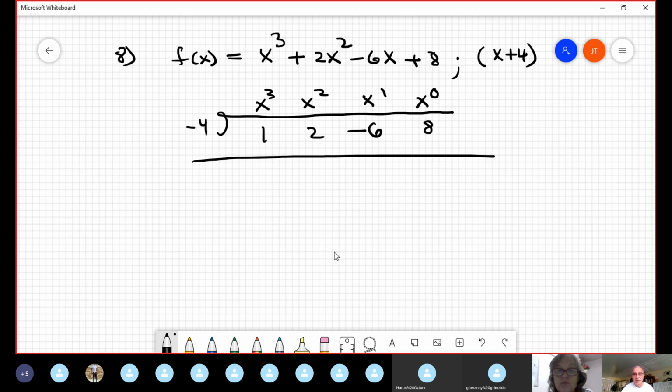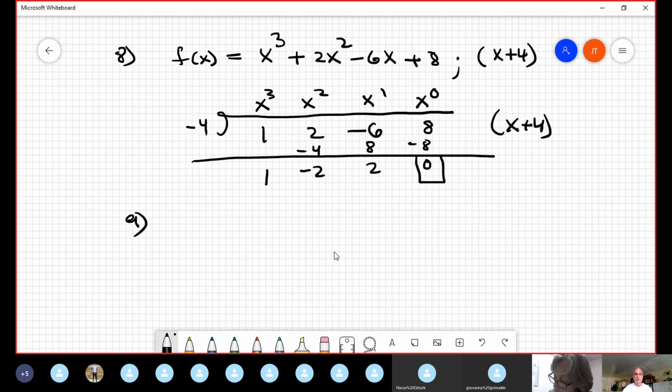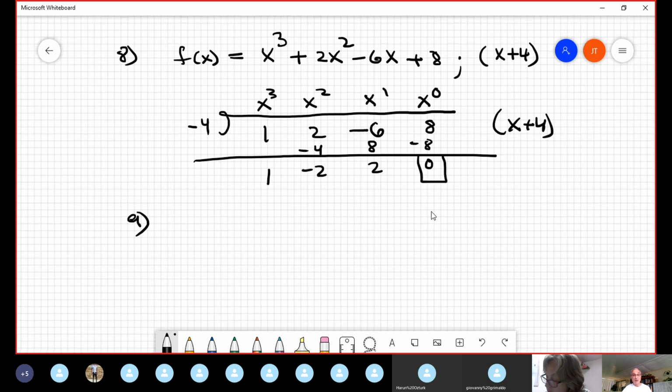Please, don't forget, can you take the opposite sign of this? Bring down 1, negative 4, negative 2, 8, positive 2, negative 8, remain the 0. Okay, good. This factor belongs to the polynomial. Good. See, the remainder is not 0. You see, number 9 gets not 0.